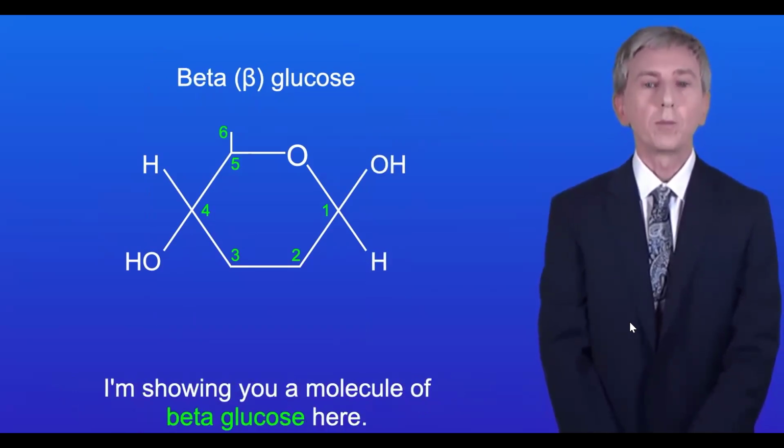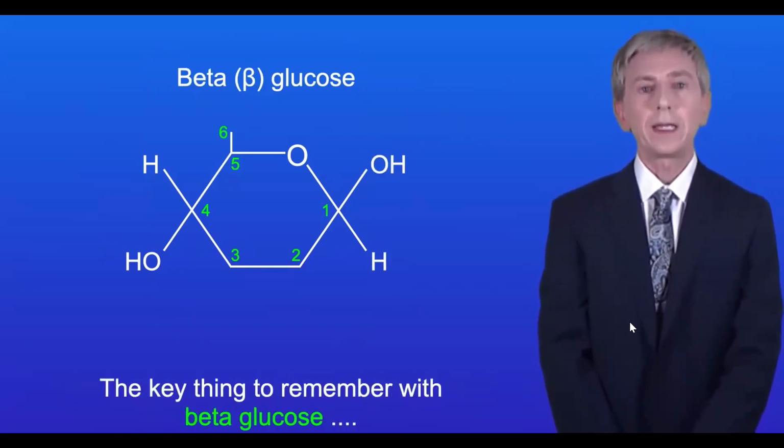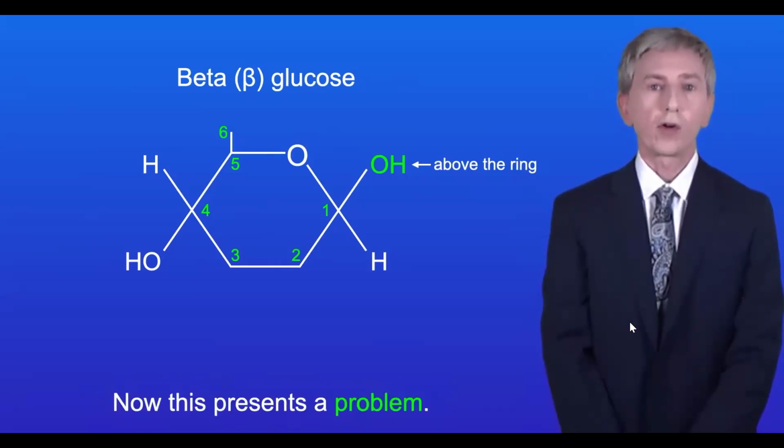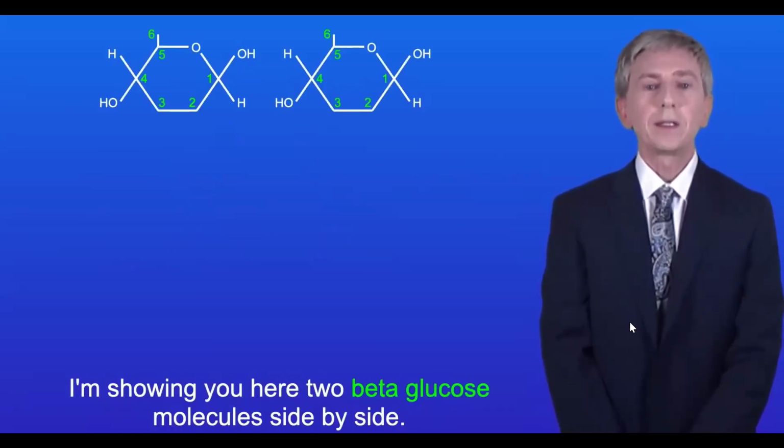I'm showing you a molecule of beta glucose here. The key thing to remember with beta glucose is that the hydroxyl on carbon 1 points above the plane of the ring. Now, this presents a problem. I'm showing you here two beta glucose molecules side by side.